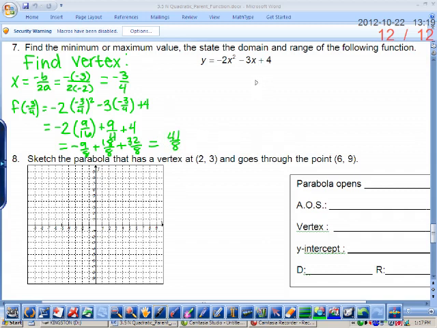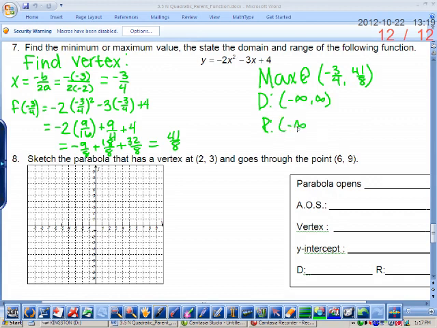All right. Is this going to be a maximum value or a minimum value? Okay, so my maximum is at negative 3/4, comma 41 eighths. Domain, all real numbers, good. Range, almost. It starts at negative infinity to 41 eighths. Good. Okay?